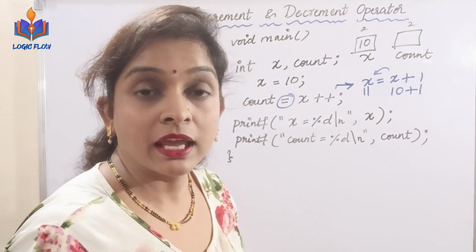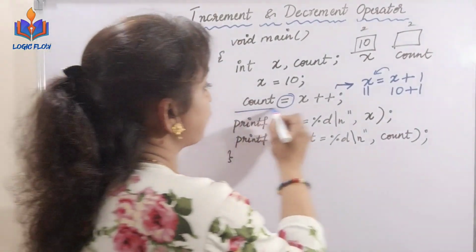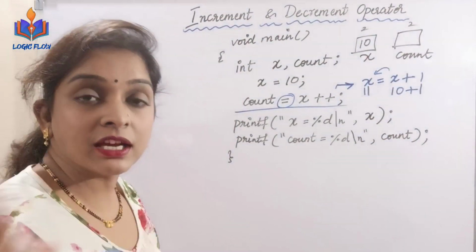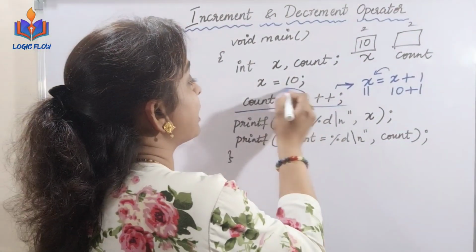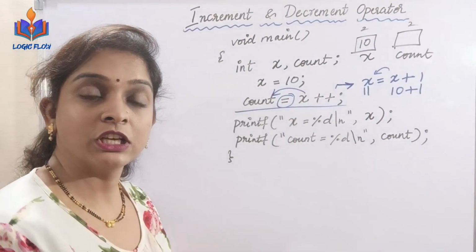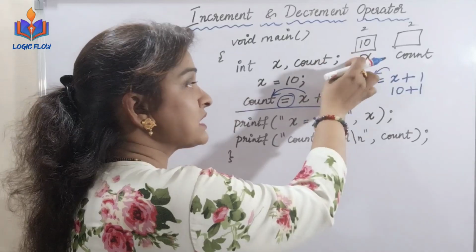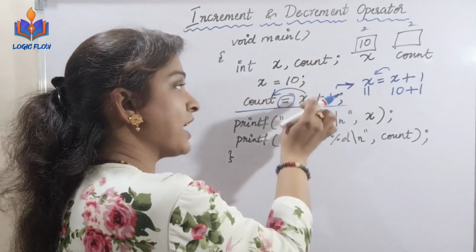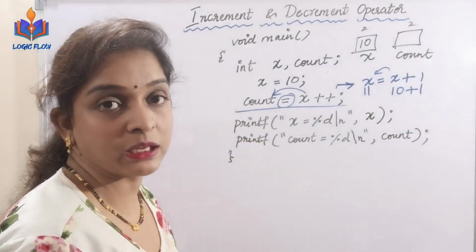Afterwards. Incrementation can be done afterwards. In this line of execution, incrementation can be done afterwards. You do the assignment first. So what is the value of x? The x value is 10. You assign that value of x to count. And then you do the incrementation.